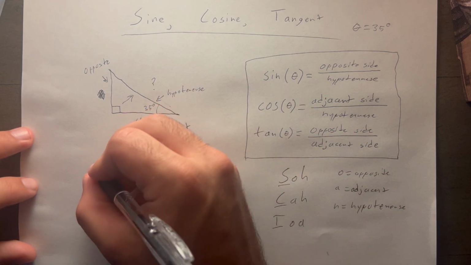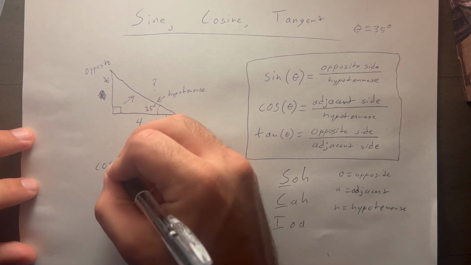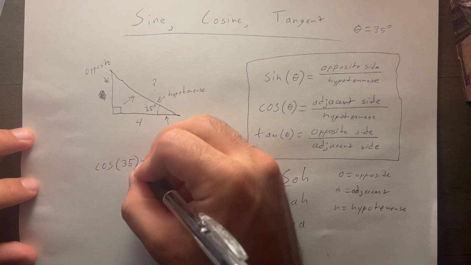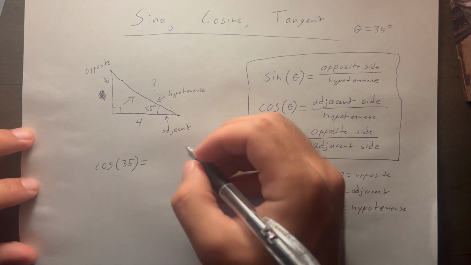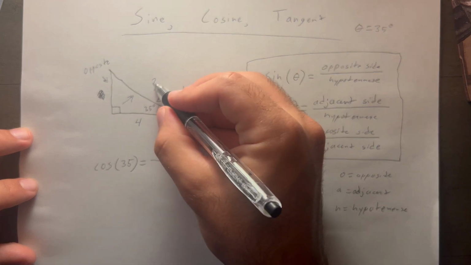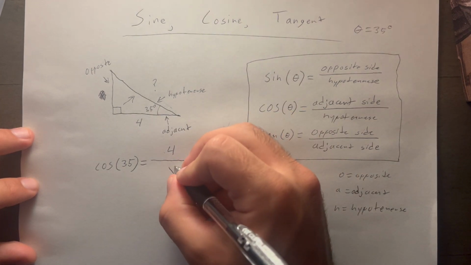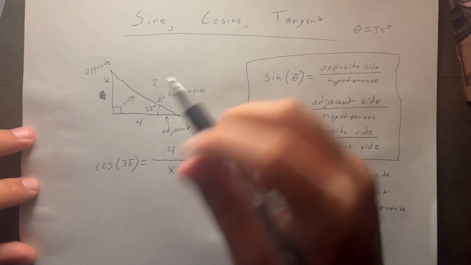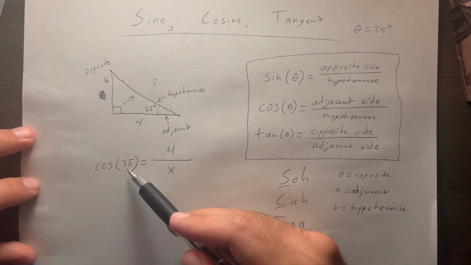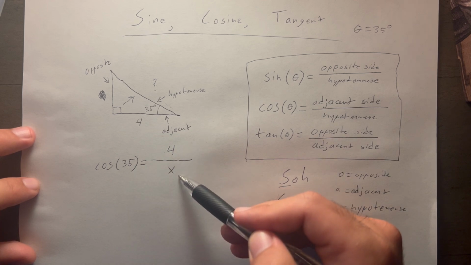So cosine of 35 equals the adjacent side length, so 4 over, we'll call this x. Ignore that x for now because that was just something else. Okay, cosine 35 equals 4 divided by x.